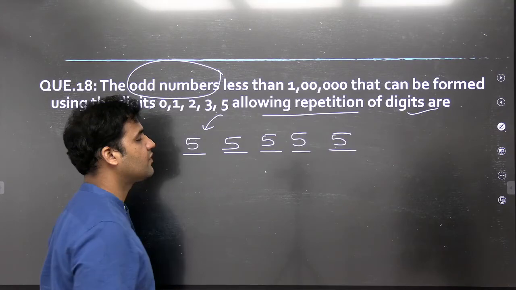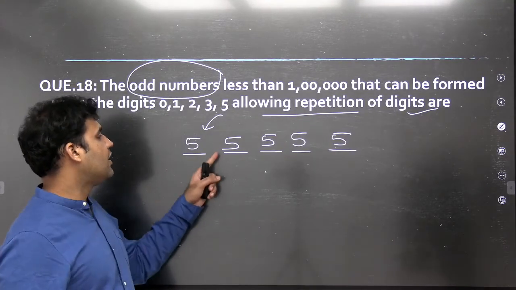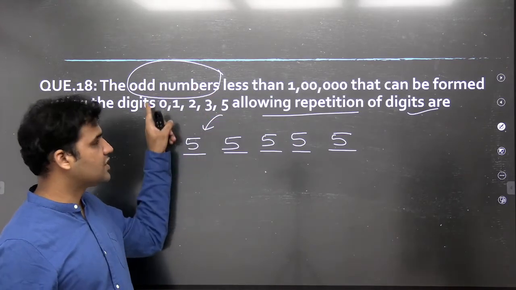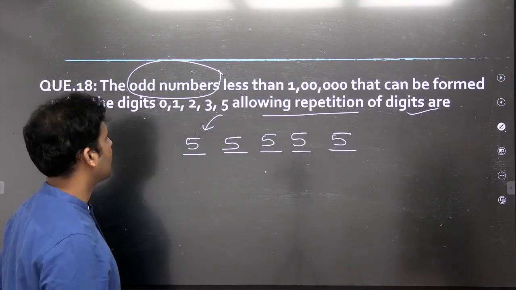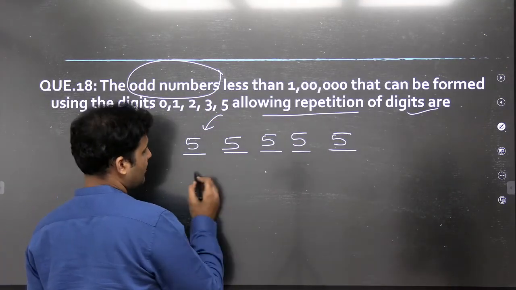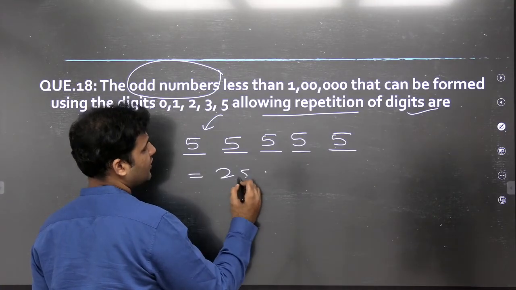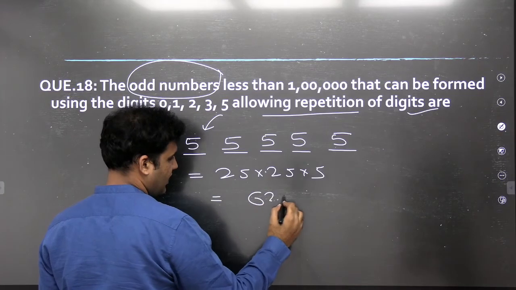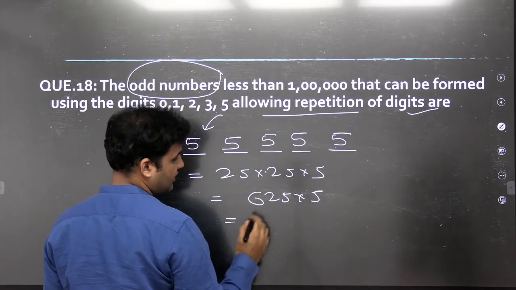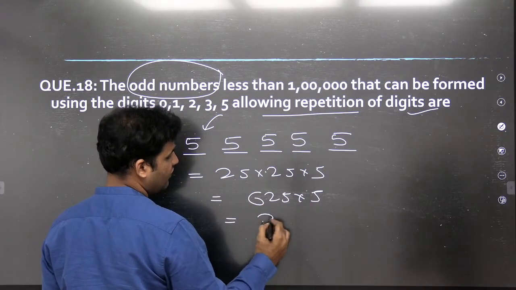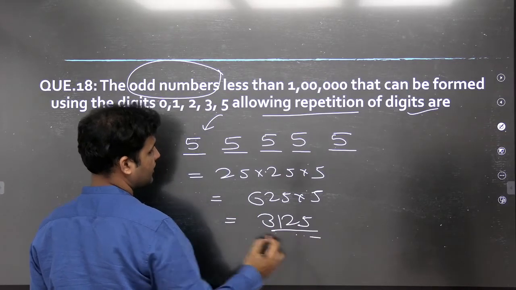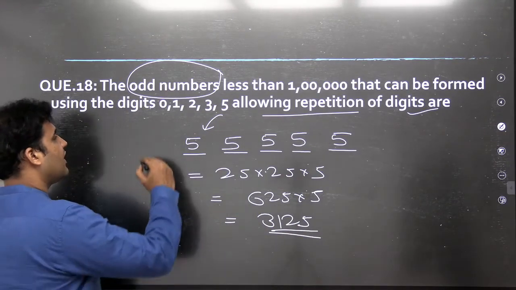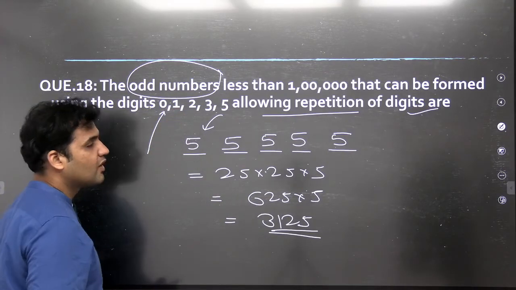Because the repetition of the digit is allowed, every position can be filled in 5 ways because we have the 5 digits available, right? So how many numbers will you be able to make? 25 into 25 into 5. 625 into 5 is 3125. 3125 is the answer to the question.